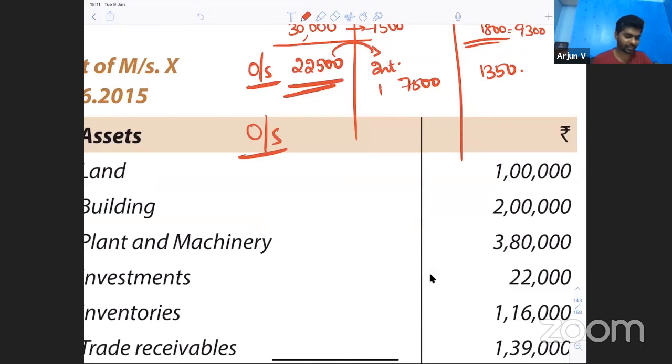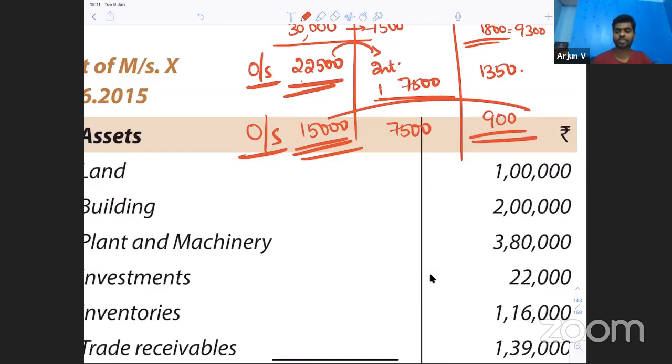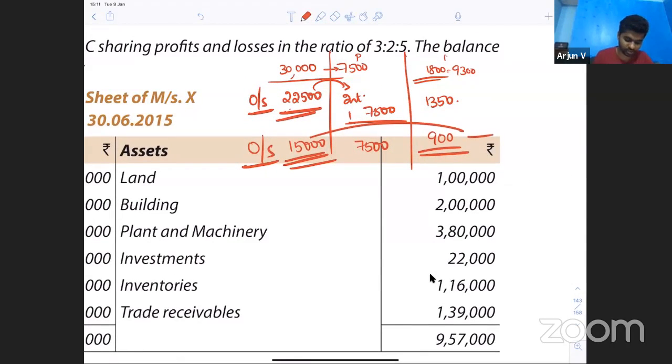Next one, outstanding. Out of 22,500, you have paid 7,500, so the outstanding is 15,000, right? 6% interest on 15,000 comes to 900. So in total you will be paying 7,500 plus 900, which is 8,400. Are you all clear with the amounts?